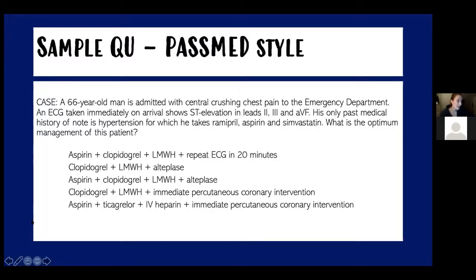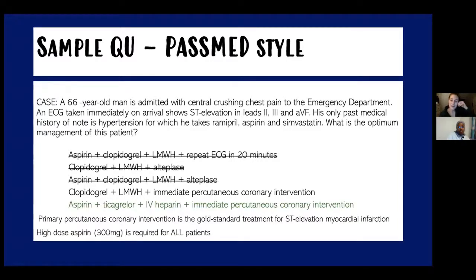So which one do we think? Yeah, perfect. The last one. So we can rule the first three out because we know he's having a STEMI. So he's definitely going to be having PCI. And then we give everyone aspirin, and the fact that first question, that answer doesn't have aspirin in, I would ignore that one straight away. So aspirin, ticagrelor, IV heparin.